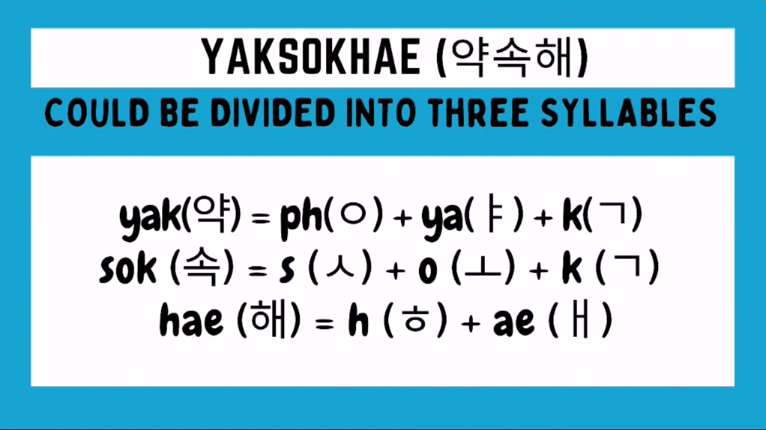Let's start with the first of the three syllables. To be able to write the syllable yak in Hangul, we need to draw first a no sound iyang, followed by the ya character, followed by the gyeok character. For the second syllable sok, we need to draw first a siyut character, followed by the o character, followed by the gyeok character. For the last syllable he, we need to draw first a hiyuk character, followed by the e character. And then we just have to combine the Hangul for each of these three syllables to form the Hangul of the word YAKSOKHAE.